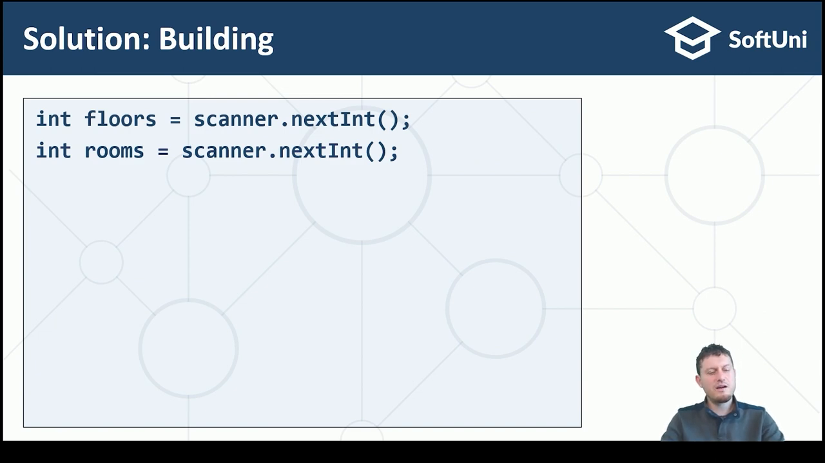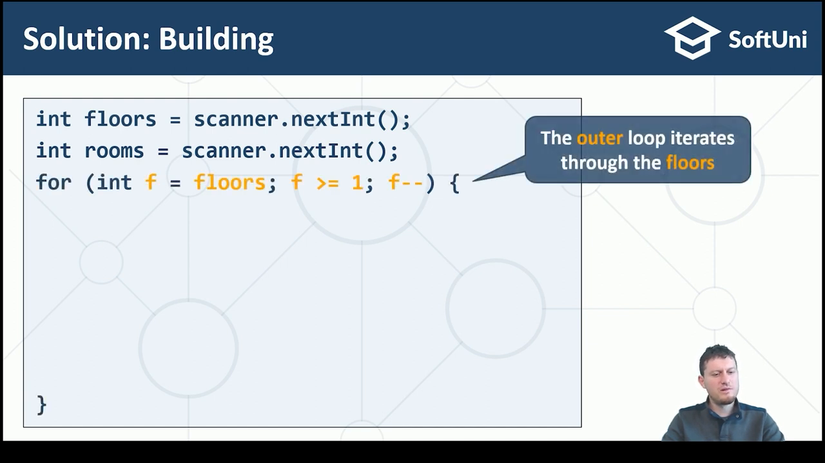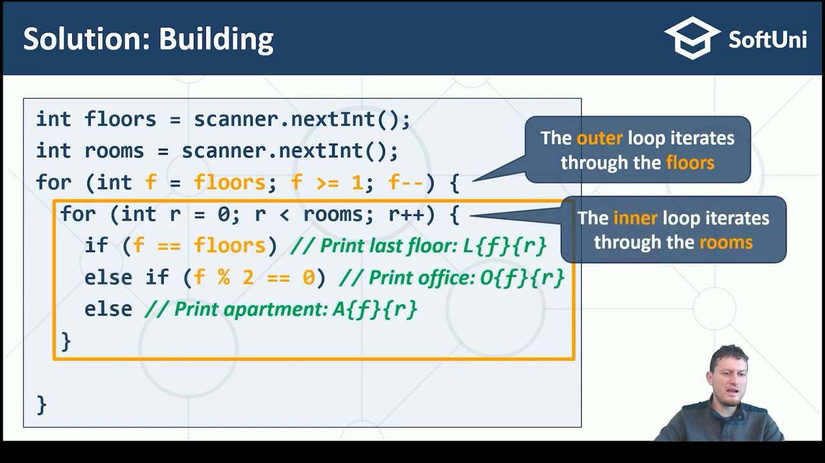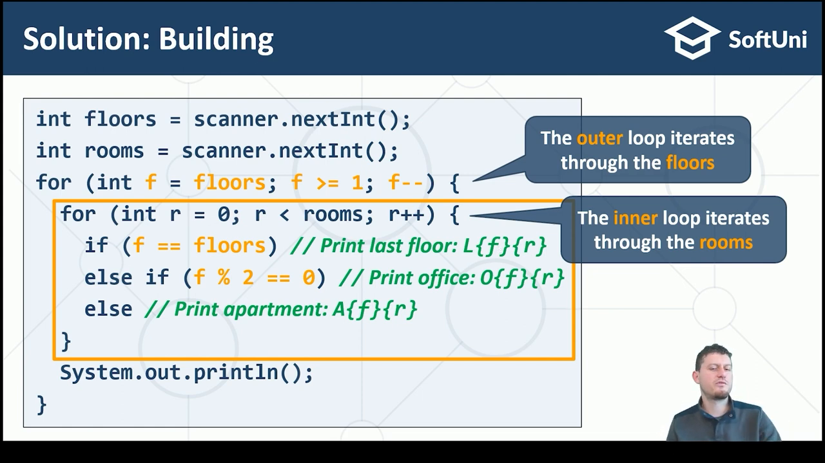of this lesson. I read the floors and the rooms per floor. I create a for loop starting from the floors until 1, the outer loop which iterates through the floors, then the inner loop iterates through the rooms, and I check if we are at the last floor, we print L and the floor and the room number. If we have even floor, otherwise this is else if, we'll print the office. Finally, otherwise we'll print apartment, and this is very simple, I believe, and we print a new line after we print all the rooms from the current floor.